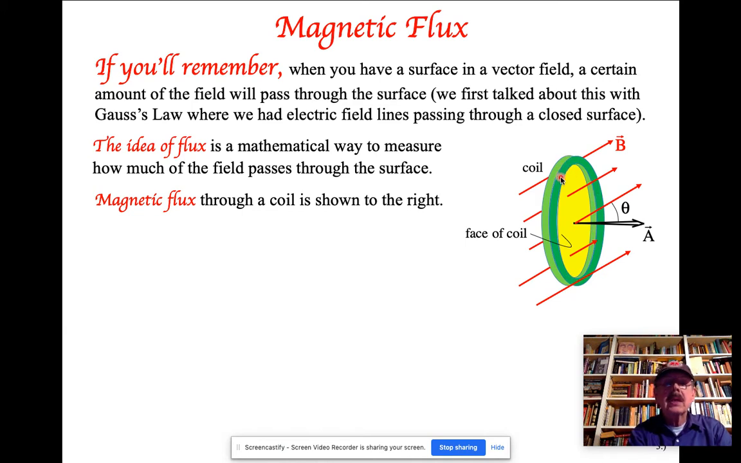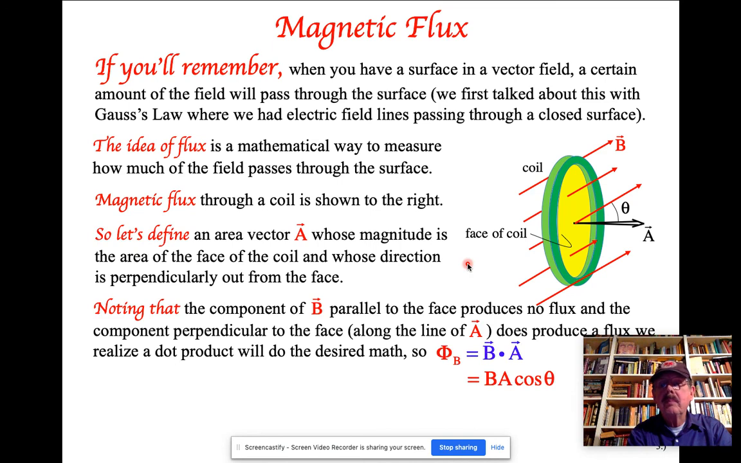So in this particular case, you've got magnetic field lines, you have a coil, you have its face, which is to say the area that's bounded by the coil. You have an area vector. Okay, area vectors are always perpendicular out from the surface. You have an angle between the line of B and the line of A, and the magnetic flux through that surface is going to end up simply being B dotted into A.